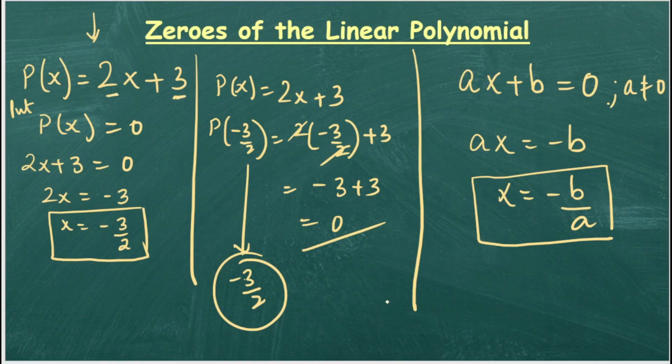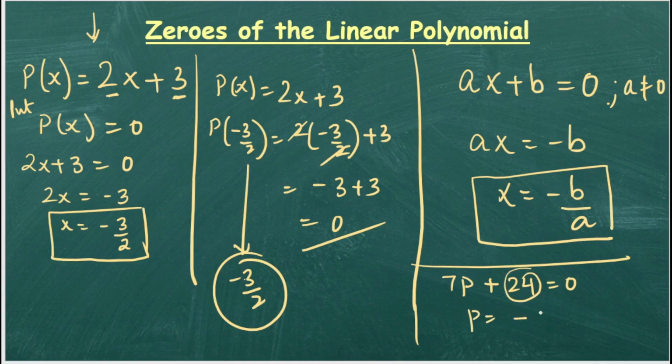On the same lines, if I give you any linear polynomial, for example, 7p + 24, find the zero of this: equate it to 0, and your zero will be equal to -b over a. What is b? 24. So -24 over a, that means 7. So that's the zero of this polynomial.